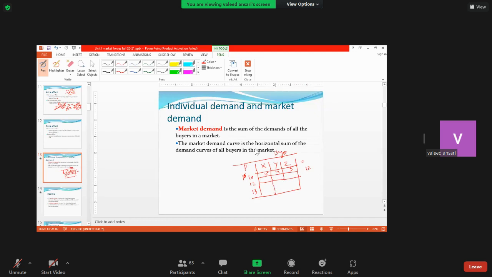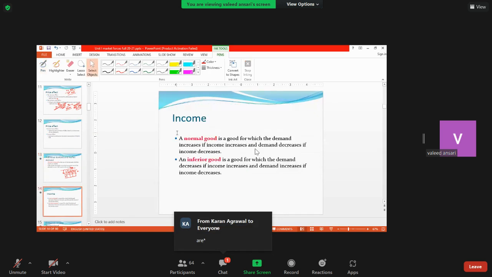So individual demand is for a single consumer, and market demand consists of the aggregation of the demand of all individual consumers. Technically speaking, we say that it is the horizontal sum of the demand of all the buyers in the market. But even if you are not able to understand this distinction, it will hardly make any difference. Market demand comprises the demand of all the consumers of that market.